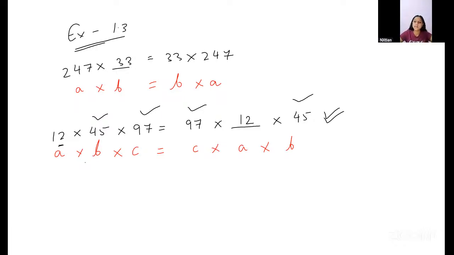The second question says: using properties, find the value. The first one is 344 into 6 plus 344 into 4. Now we learned that when we have a question where you have two values that are kind of similar, what we do is take common.